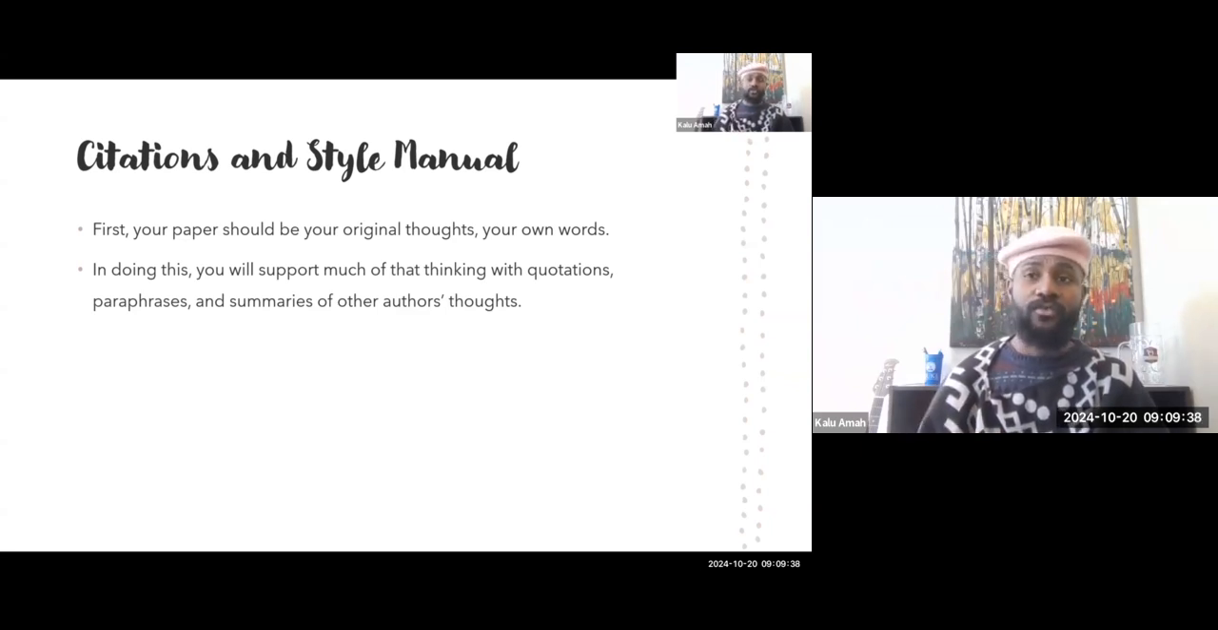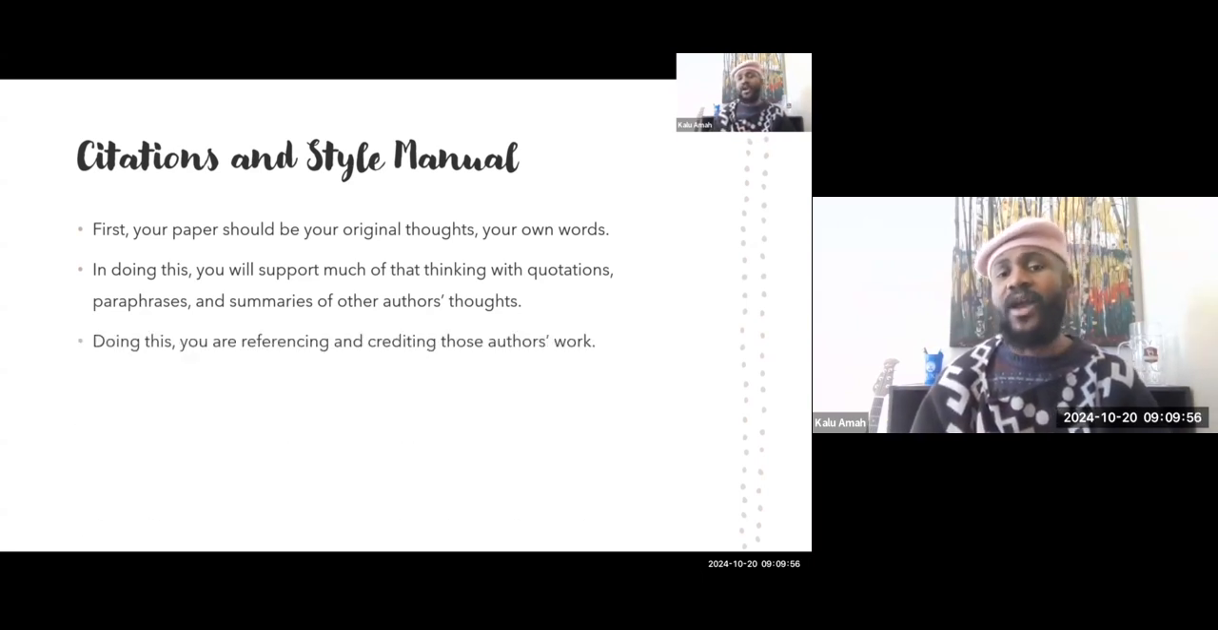But most often, for the most part, these quotations are coming from other authors, other scholars that have written an article or a book or something around that topic, around that research interest. So doing this, you are referencing and crediting those authors' work. That is what you are doing. You are giving them credit. You are appreciating their intellectual sagacity.